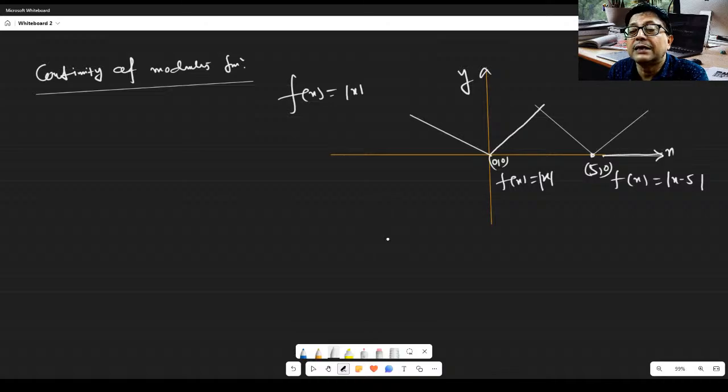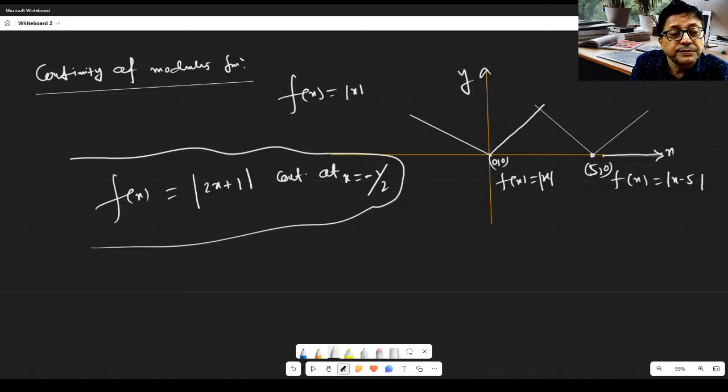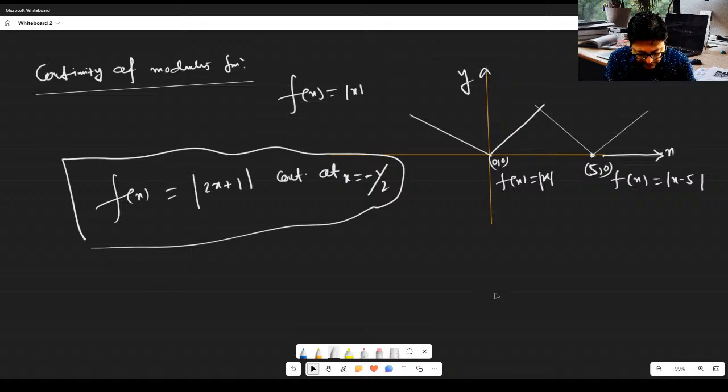This one your x-axis, and it is quite obvious that graphs of these functions are continuous everywhere. But suppose a question arises, show analytically, it may be a 2 mark or 3 mark question for your board paper. Show analytically this function is continuous, f(x) equal to mod 2x plus 1 continuous at x equal to minus half. How will you prove it? f(x) equal to mod of 2x plus 1 at x equal to minus half.